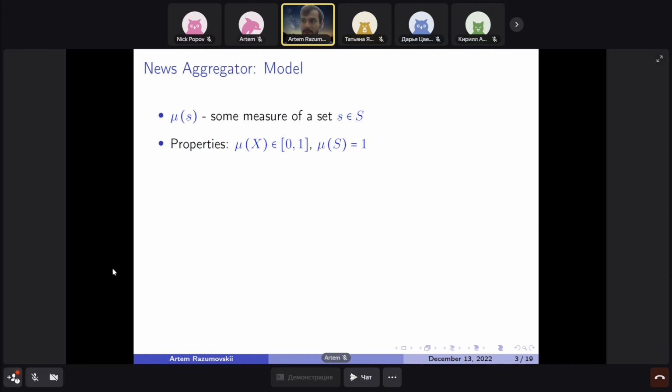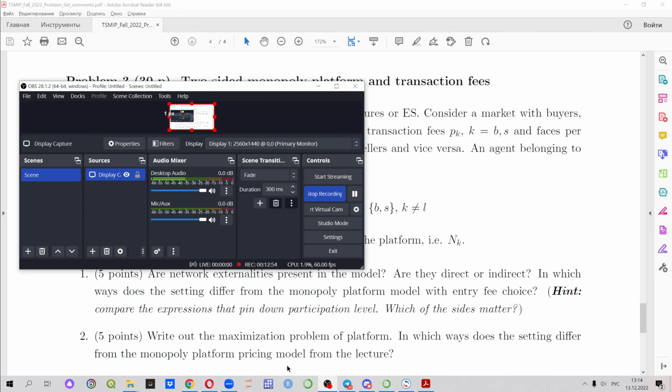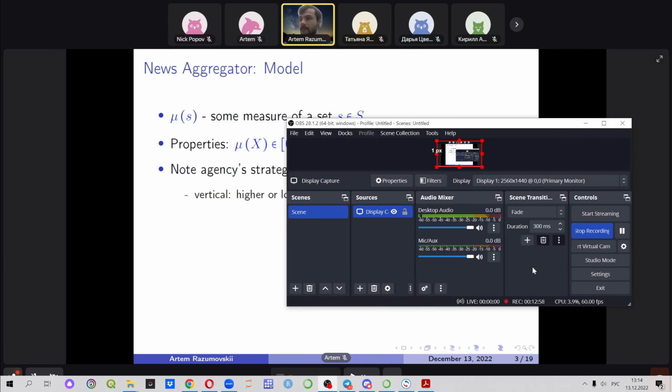You should measure any possible choice of the quality, because the agency can pick everything from 0 to 1. They need to present such a measure, and they will normalize it by 1. If the agency chooses to produce high quality news for all topics, then our quality will be equal to 1.